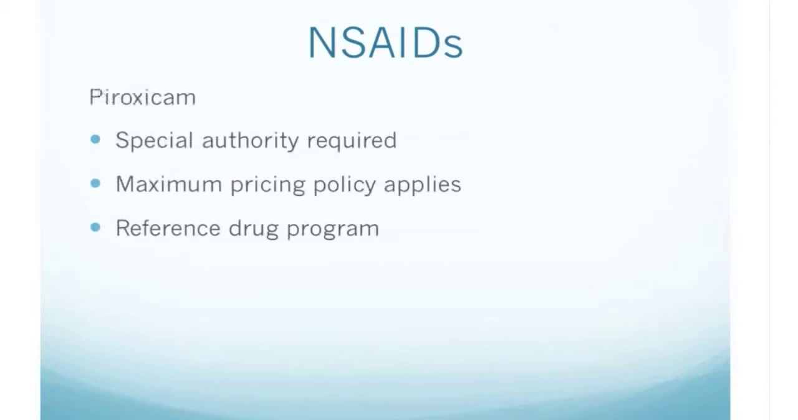Piroxicam, special authority is required for this product. Maximum pricing policy applies, and the reference drug program is applicable in this case. Nabumetone, not very commonly used, but it requires a special authority. Again, maximum pricing policy applies, and it's part of the reference drug program. And for ketorolac, also known as Toradol, there is no coverage by Pharmacare.